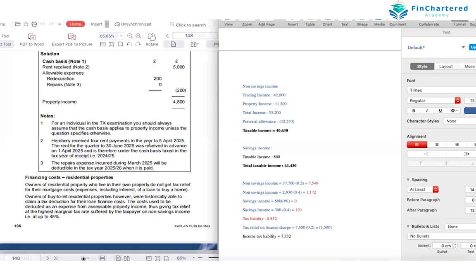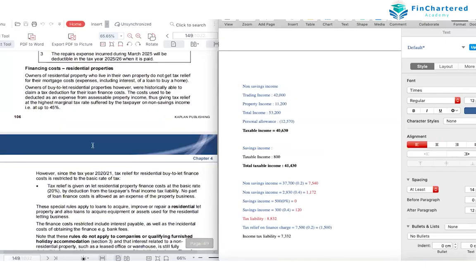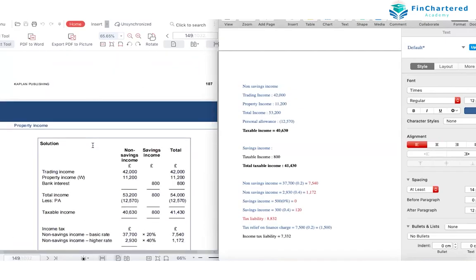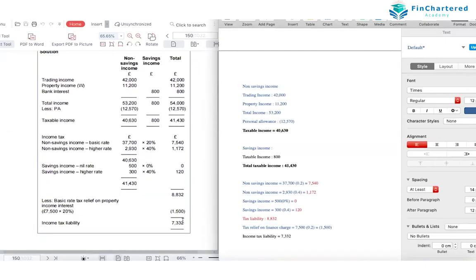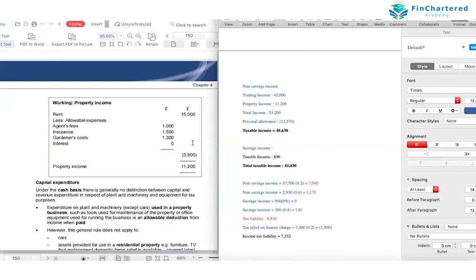As per the new rule, you are not deducting the finance charge as an expense from the rent received. We simply take a relief of 20%. That's all. And you see the answer is 7332. You can cross check all the answers. 41,430. There's 41,430.